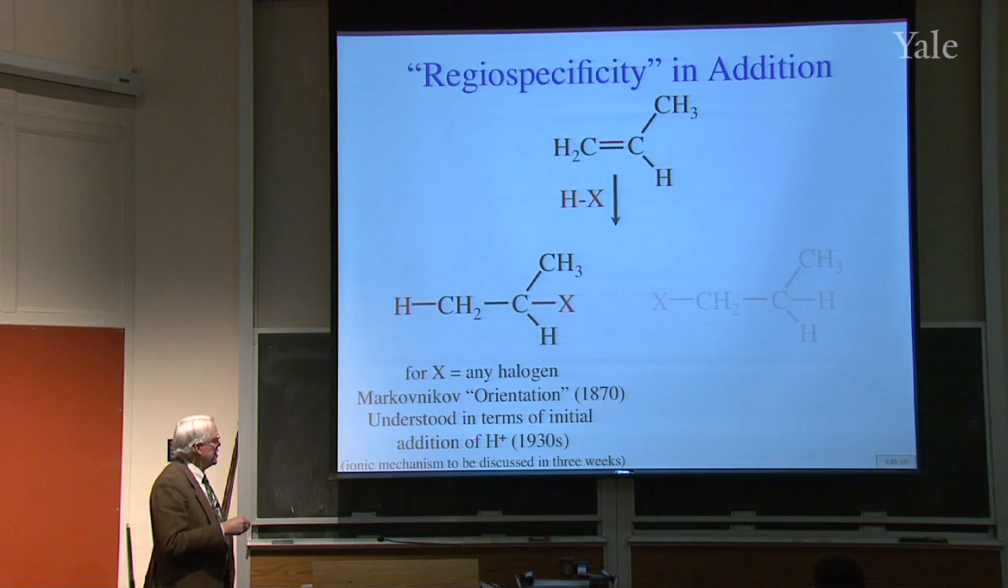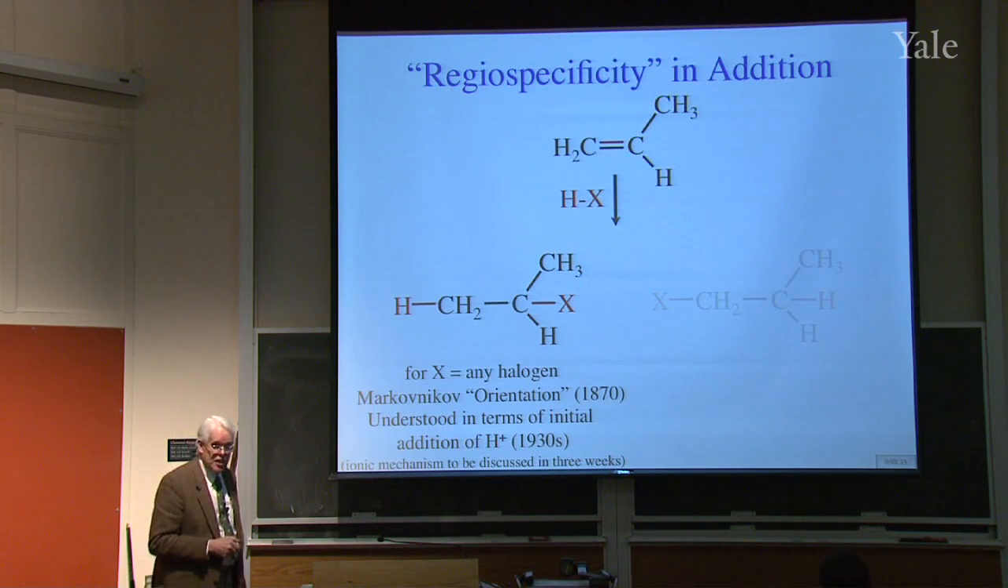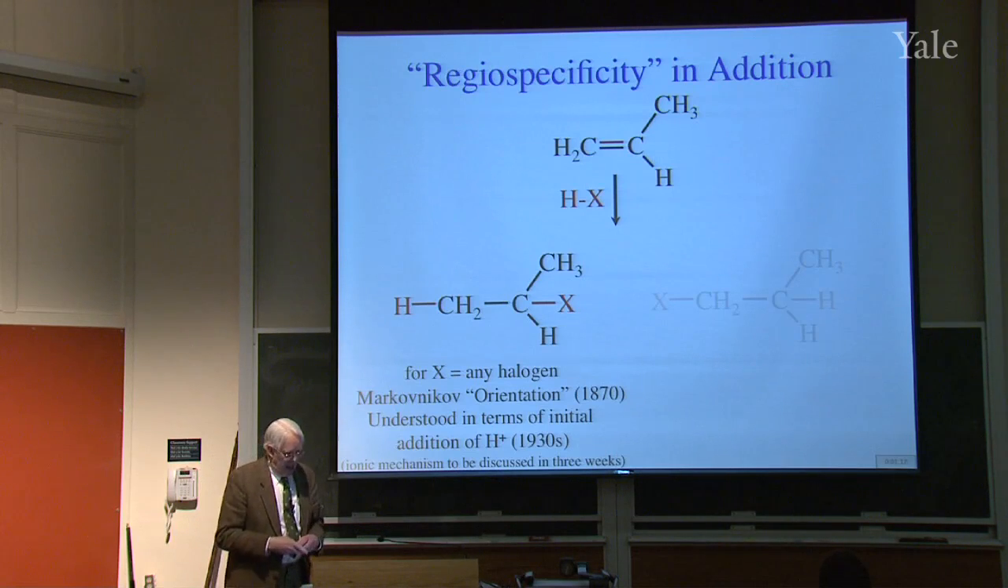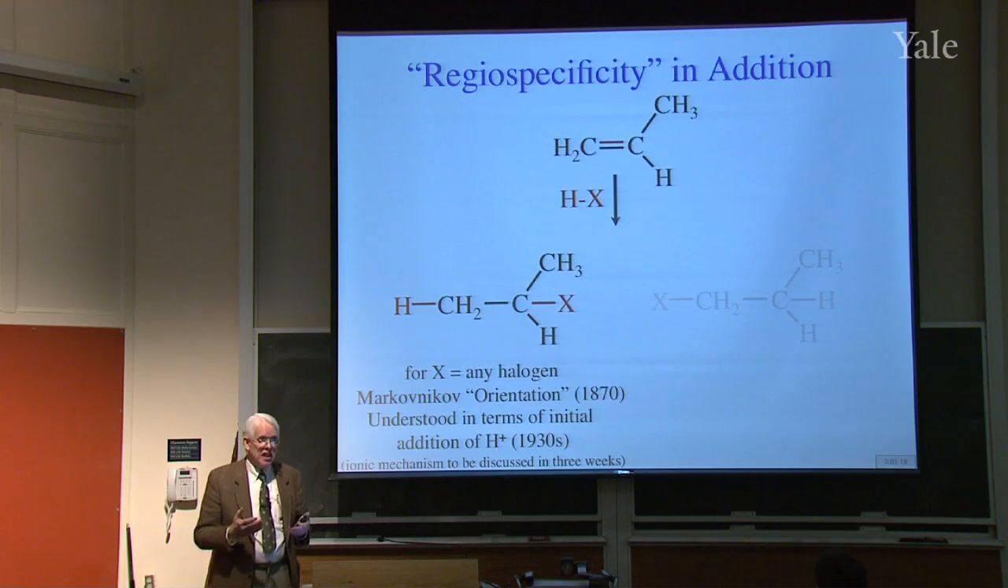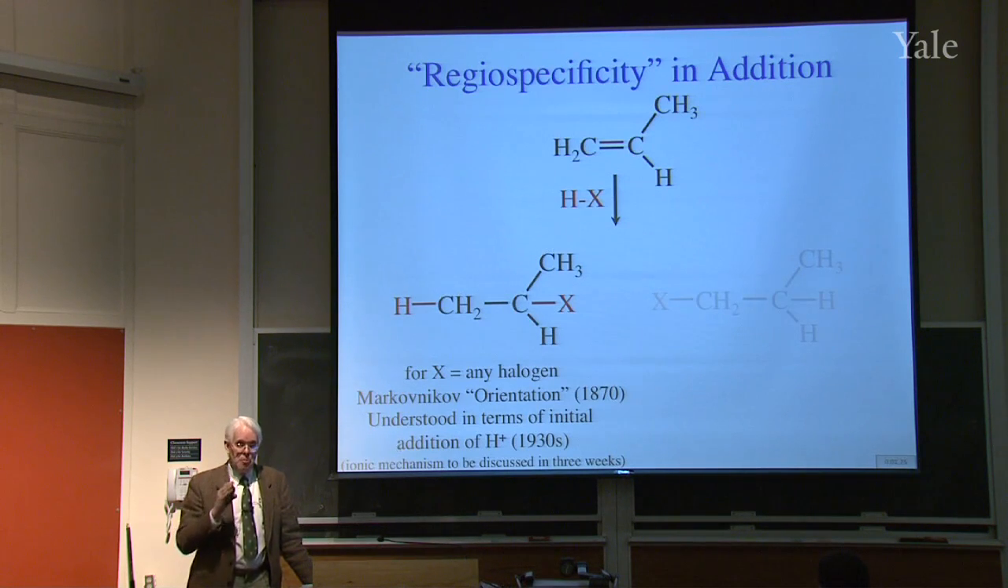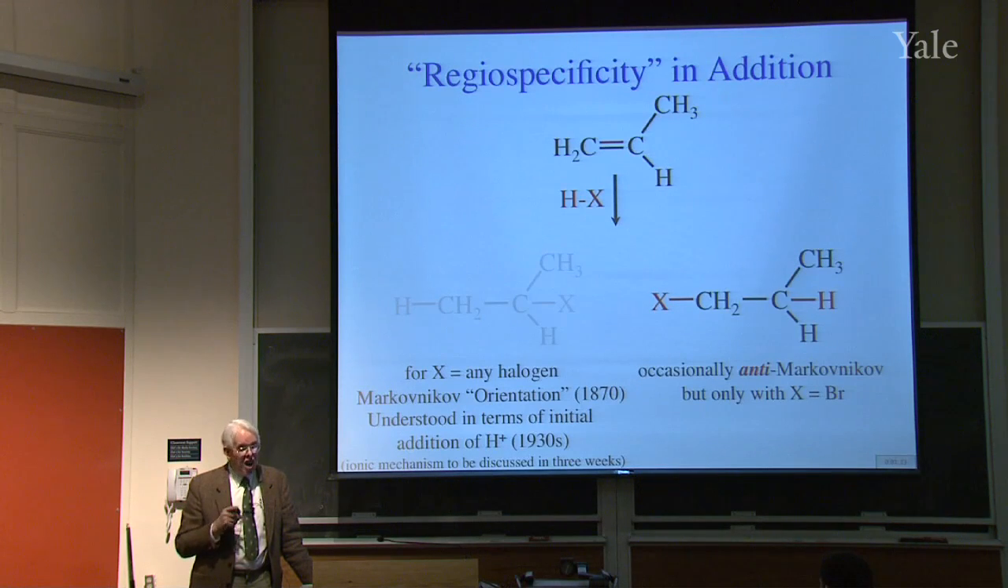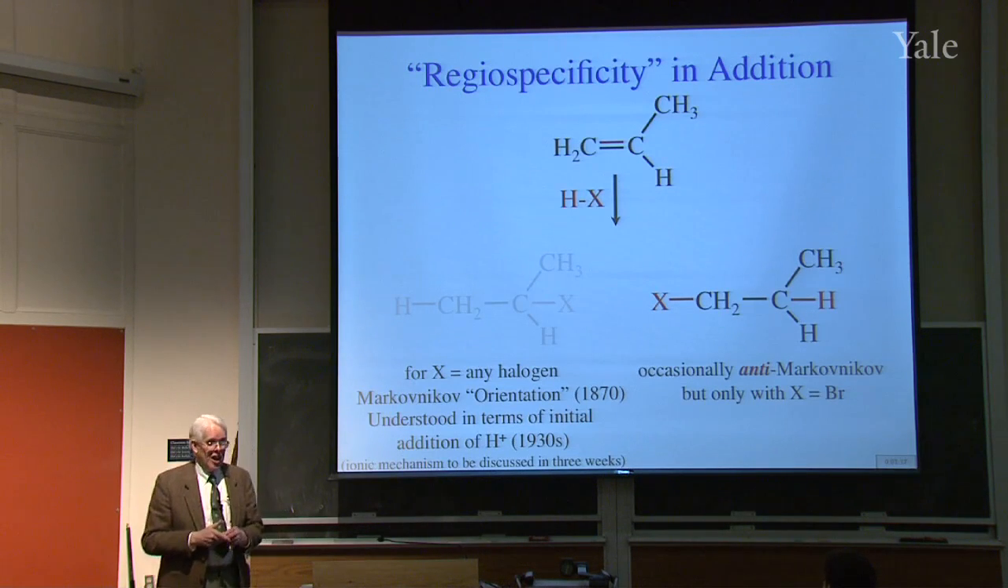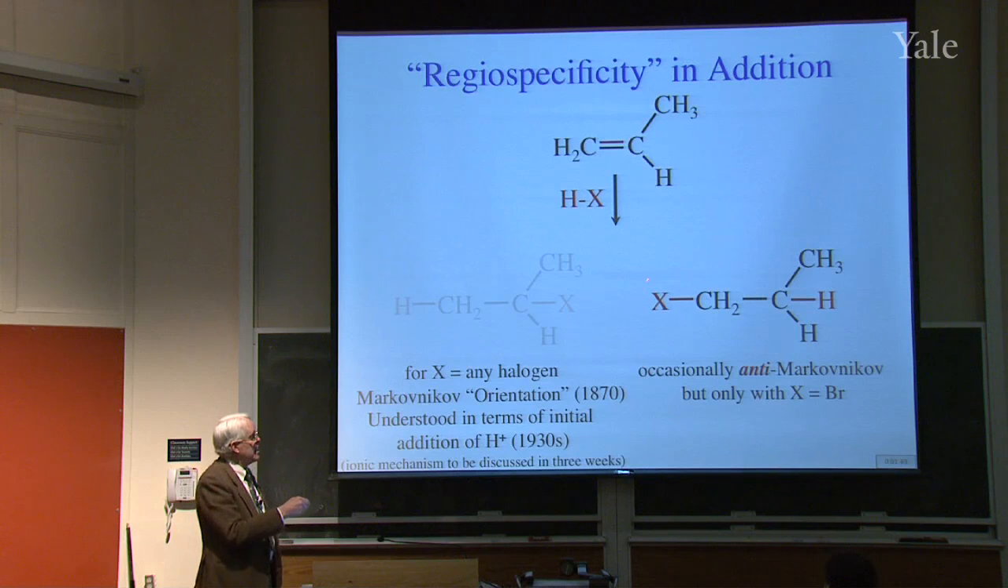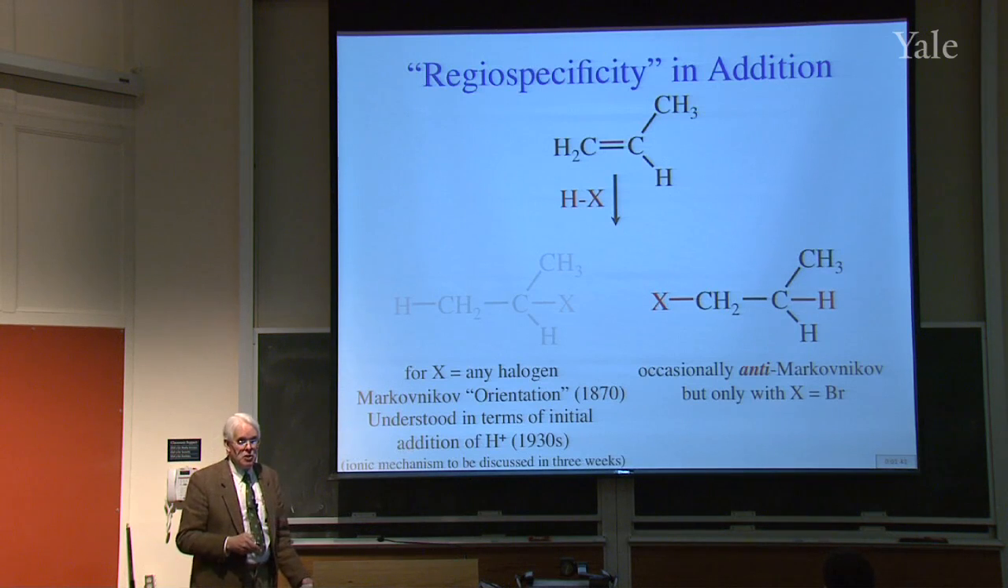And it's understood in terms of initial addition of H+. This was figured out in the 1930s, right? And it's because of this ionic mechanism that we'll discuss in 3 weeks that the Markovnikov orientation works. We'll talk about that when we come to it. But what's important is when you do this HBr addition by the free radical mechanism, the cyclic mechanism, you get the anti-Markovnikov product. It goes exactly the other way. The bromine goes on the less substituted carbon.